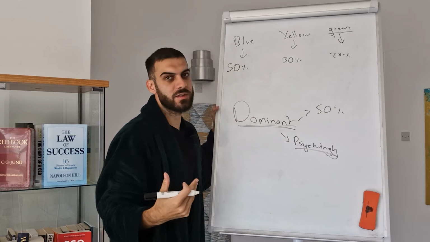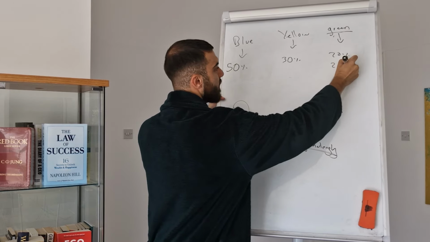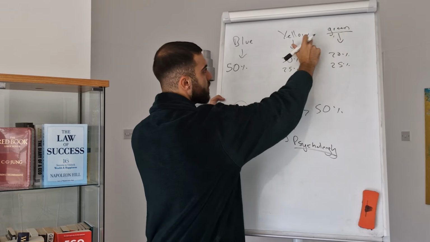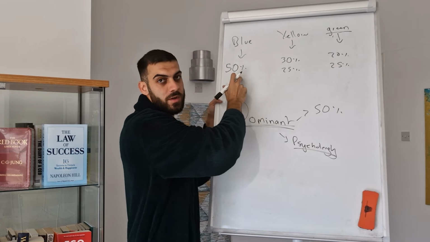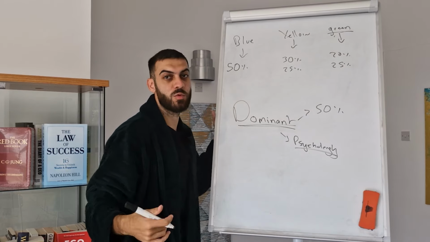It doesn't really matter, these second ones don't really matter. You can do 25%, 25%. These ones can be equal to each other as long as you have one dominant color, as long as you have one that takes up more space than the other colors.